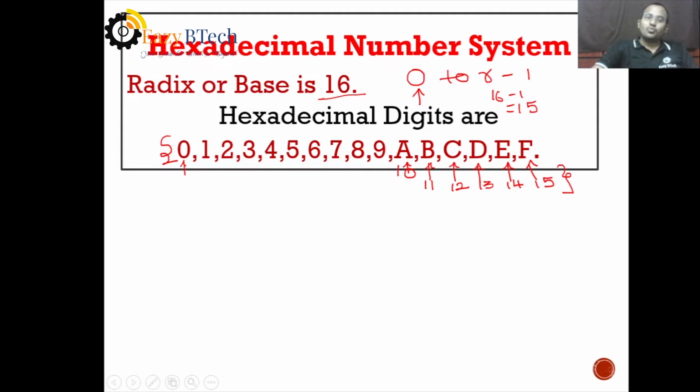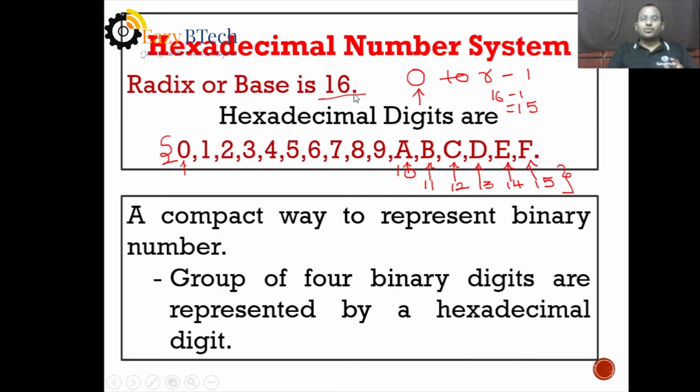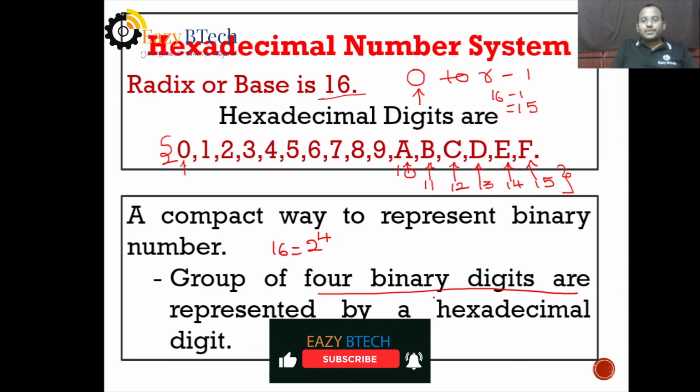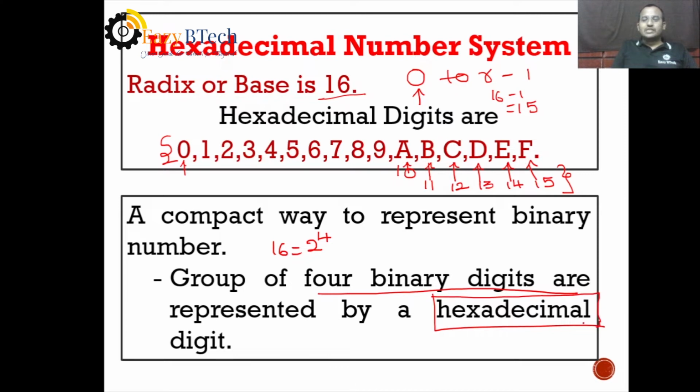This is also one way of representing a binary number in a compact way. Because 16 can be expressed as 2 power 4, 4 binary digits can be represented with a single hexadecimal digit. So we can group 4 binary digits and represent them with a single hexadecimal digit.